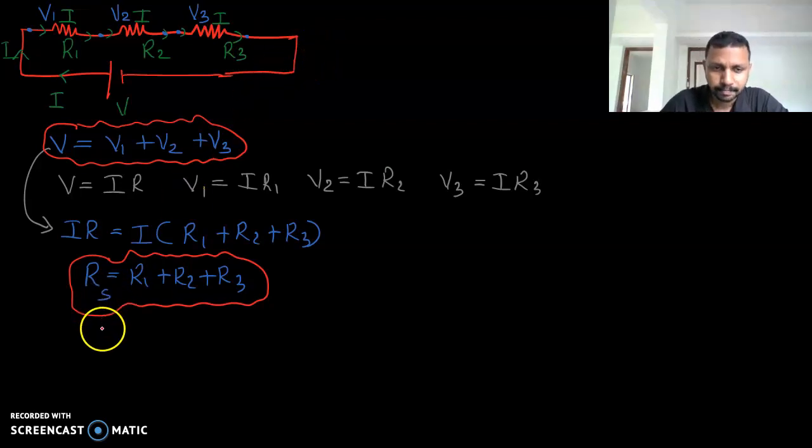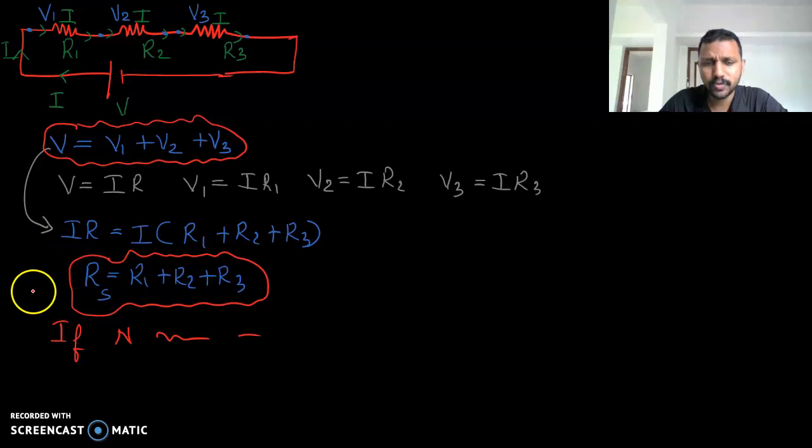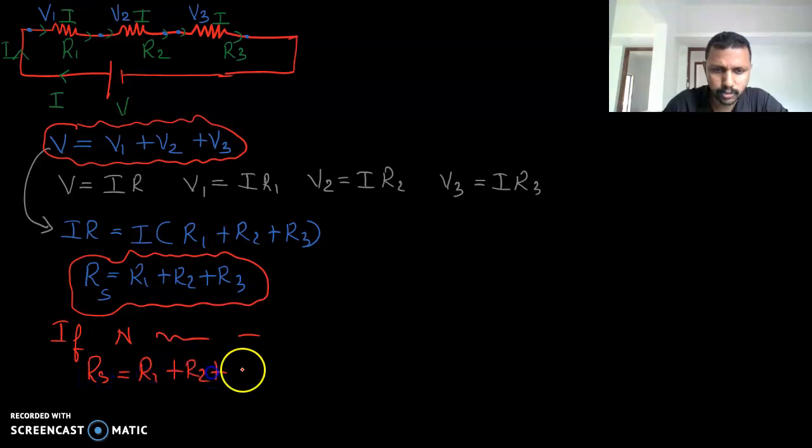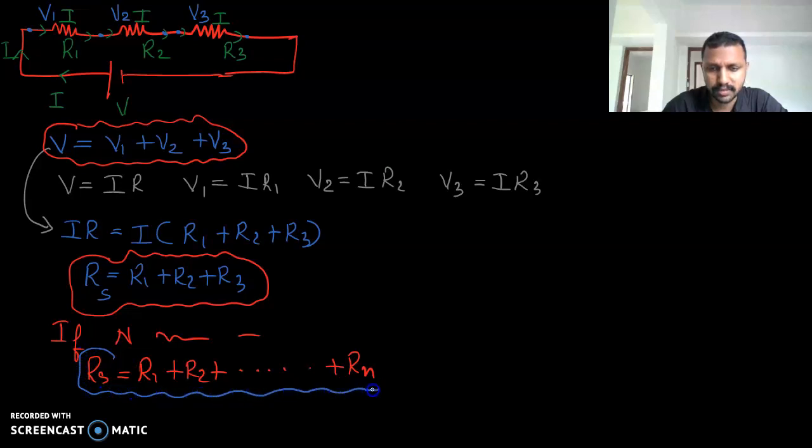Then let's go for a special case, that is if there is n number of resistors. If we are having n such resistors, then we will have to say Rs is equal to R1 plus R2 plus etc up to Rn. Therefore, this is the case of n such resistors.